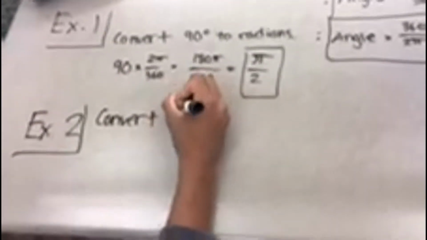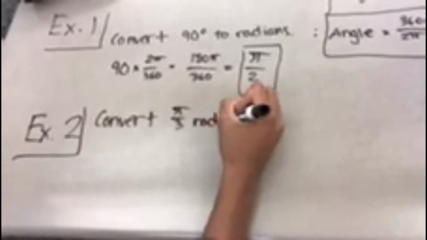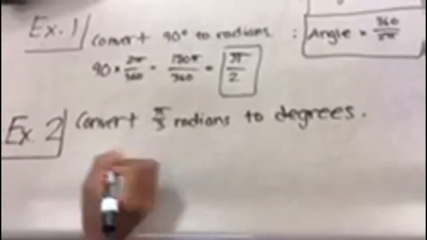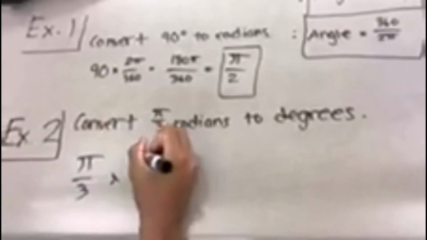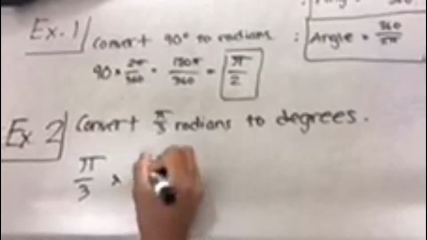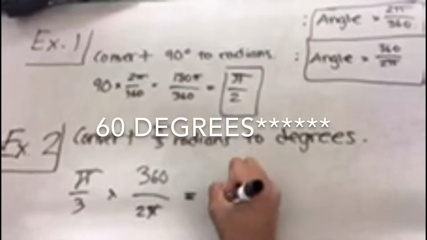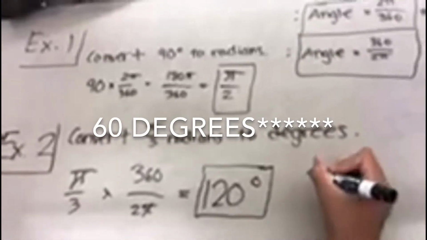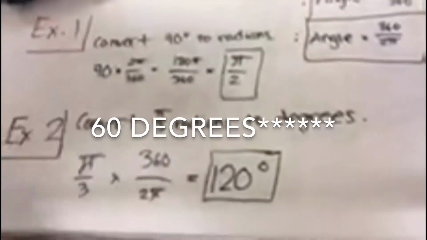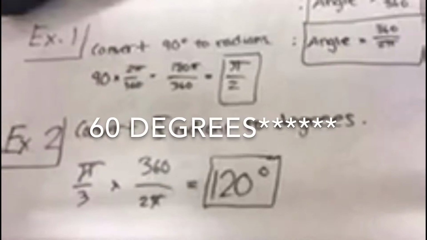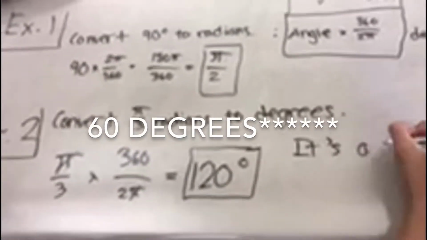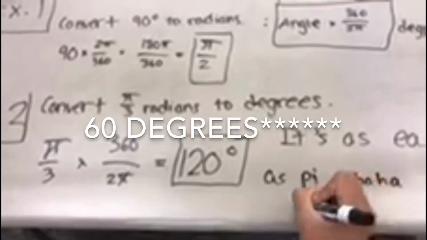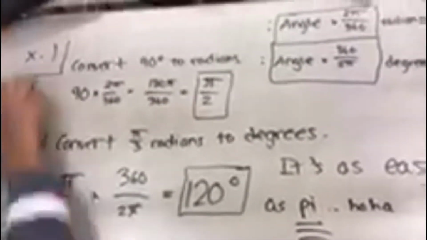Now, you have your next example, which is to convert pi over 3 radians to degrees. And you can just use the other formula, angle times 360 over 2 pi. When it's all plugged in, you get 360 pi over 6 pi, which is going to be 60 degrees, not 120. 60 degrees. That was a mistake we made. Disregard that, please. But, generally, these problems are as easy as pi. I am sorry for the bad pun.